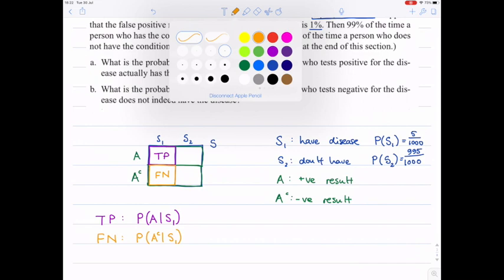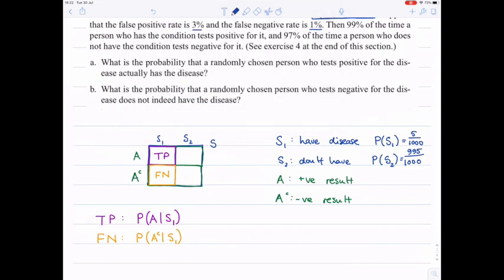The next block that we want to have a look at is the top right block. So people here don't have the disease, but the test says that they do. So these are our false positives. And the probability of being in that block is the probability that you don't have the disease, but you get a positive test result.